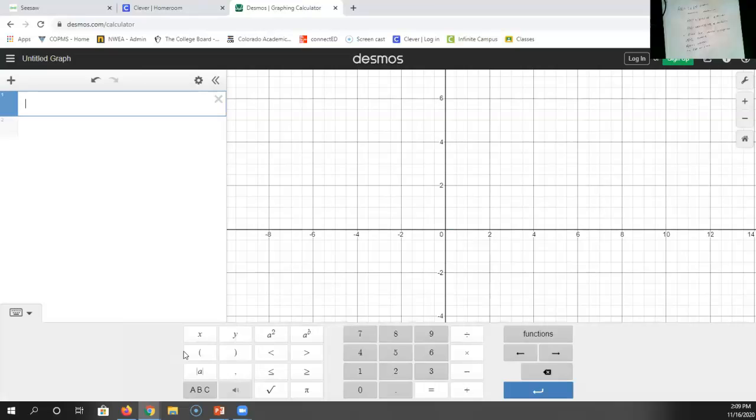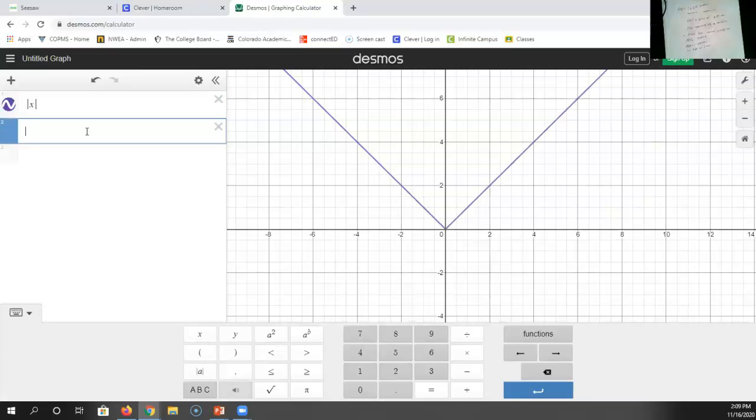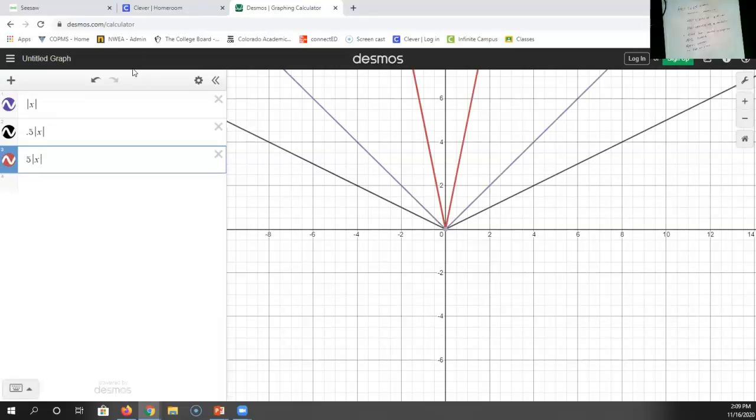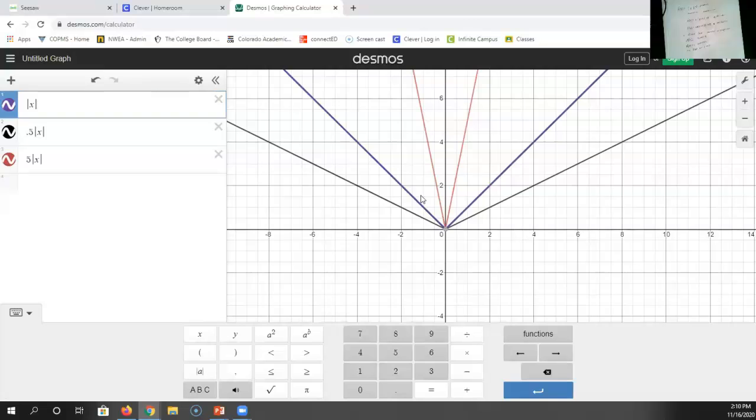So if I go absolute value of x, there's the original one. I go 0.5 times the absolute value of x, there's the compressed one. Then 5 times the absolute value of x. This purple one here is the original, just the absolute value of x. This black one is with a 0.5 for the value of A, and you can see it's compressed it. And this red one has a vertical stretch. That way you're not caught off guard.